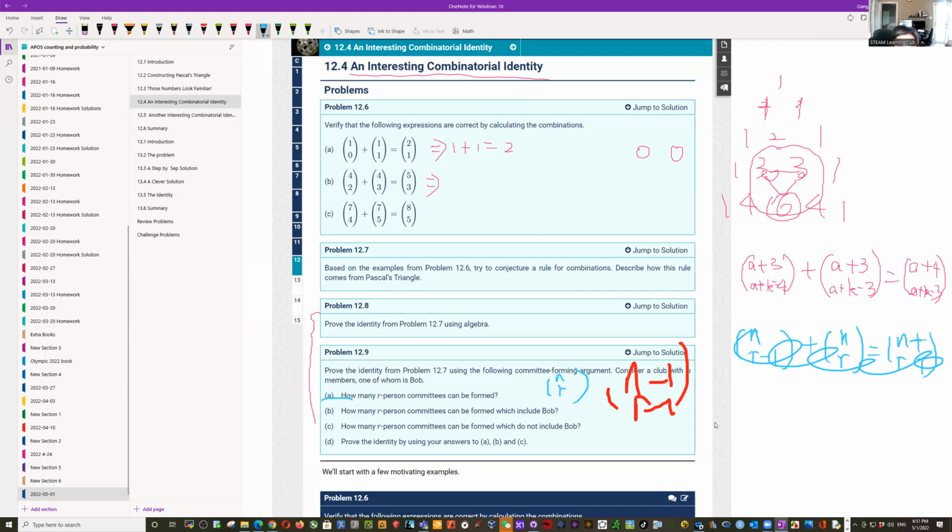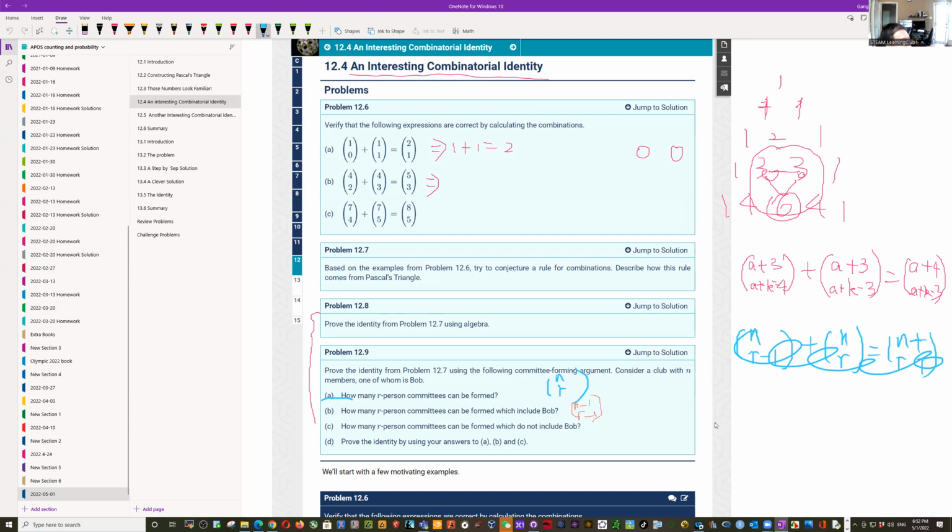Oh, okay, good. So basically, you say it's n minus r choose r minus 1, exactly. If Bob is already in the committee, the total selection pool will be 1 less, so it's n minus 1. And you don't have to choose r people, you only need to choose r minus 1. So exactly. Let's do problem C.